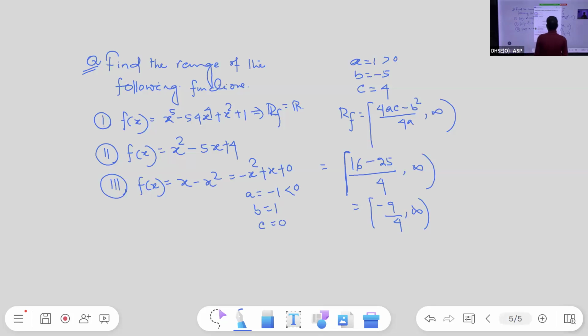0 to infinity. Okay, let me solve the question. This is R. This is minus 9 upon 4 to infinity. The third one will be minus infinity to 4ac is 0 minus b square upon 4a minus 4. This is equal to minus infinity to 1 by 4. Last one is minus infinity to 1 by 4.